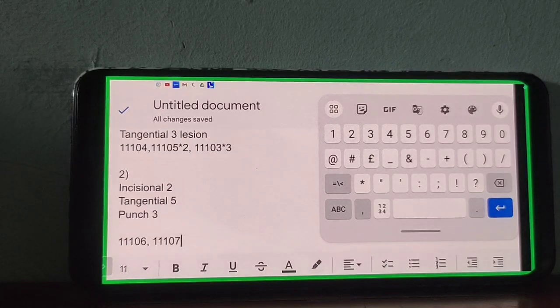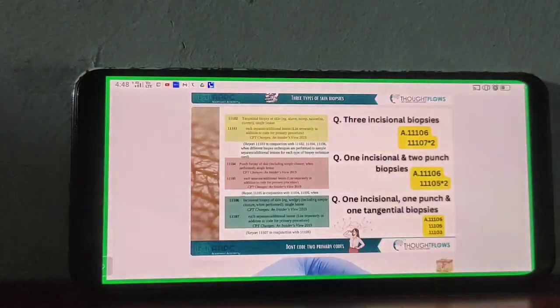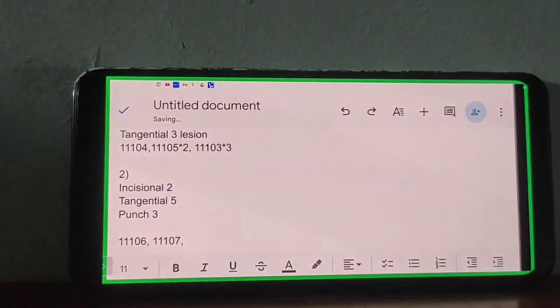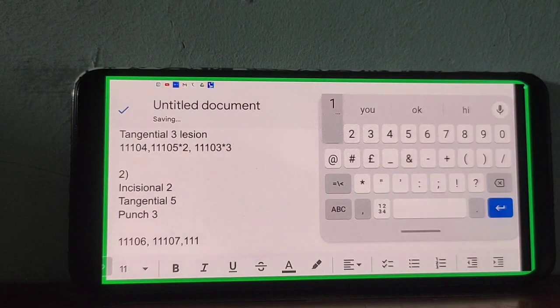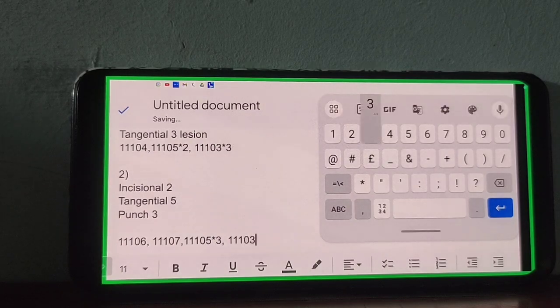Then which one is the next highest? Comparing the tangential and punch, you have to directly report the add-on code only. Which one is the punch add-on code? 1105. You just report 1105, and the number of lesions is 3, so into 3. Then what is the add-on code of tangential? 1103, into 5.